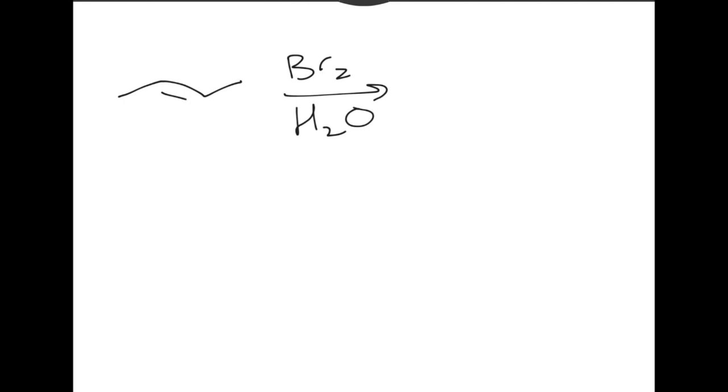So what am I going to add? A what and a what? I'm hopefully going to add a bromine and an alcohol, right? A Br and an OH. And this is going to be an anti-addition. So bromine on one side, OH on the other, right? We don't know absolute stereochemistry, but we know relative to each other, they're on opposite sides.